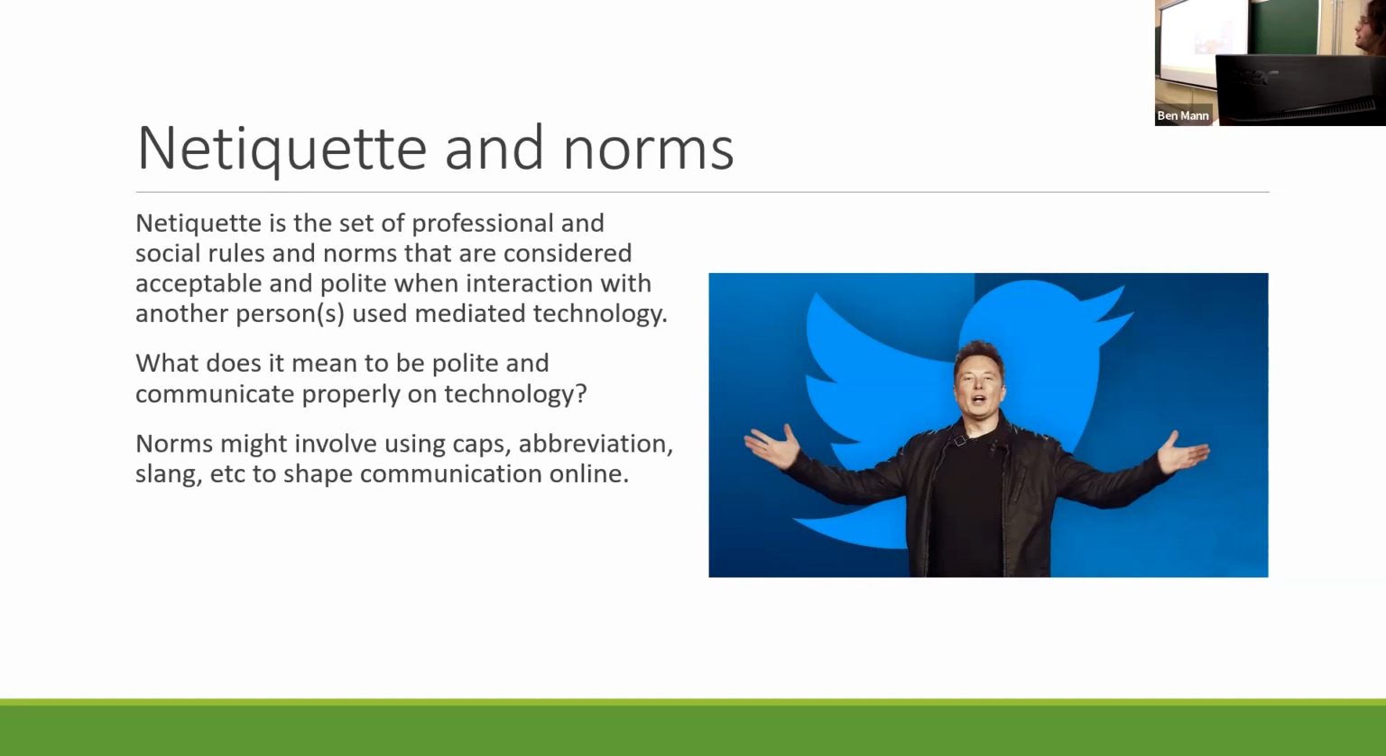So how we use technology is shaped both by the norms of the platform, its regulations, its policy, the messages it creates, as well as the norms that we've created for ourselves through our interactions with each other. So it's important for us to think about how our communication online is shaped by many of these factors.